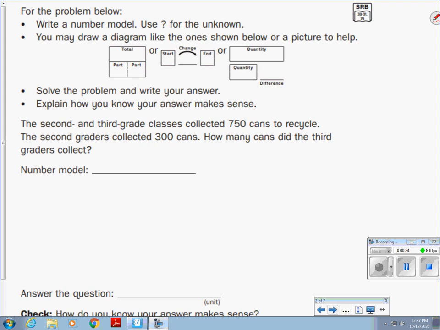The second graders collected 300 cans. How many cans did the third graders collect? All right, let's read that again just to make sure we understand what it's saying. The second and third grade classes collected 750 cans to recycle. The second graders collected 300 cans. How many cans did the third graders collect?